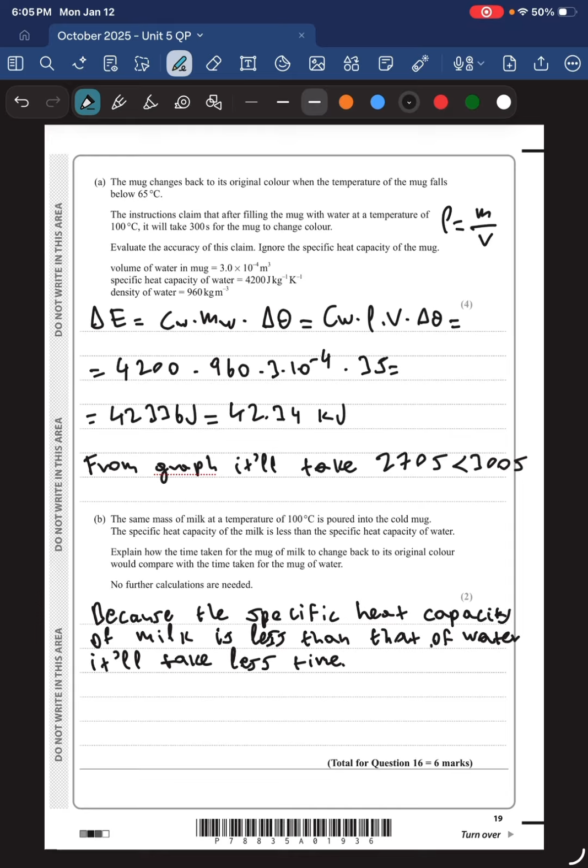Okay, and the time will decrease as the rate of losing energy will increase. Okay, so it will take less time as the rate of losing energy will increase.